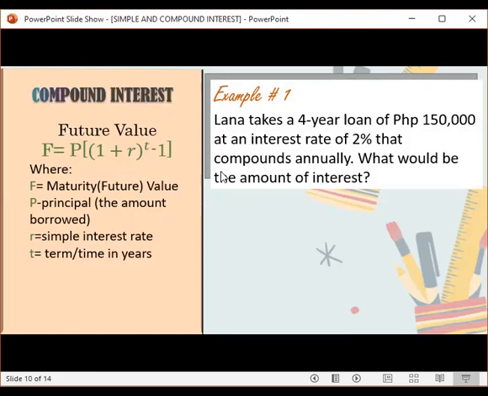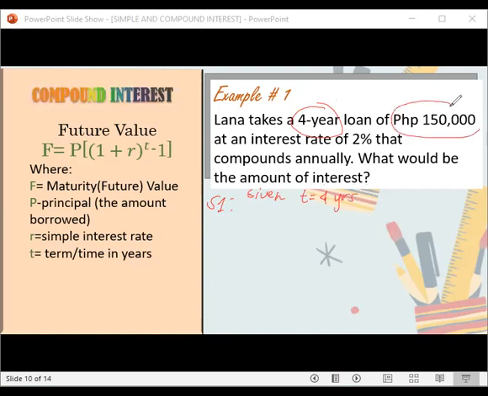So example number 1, Lana takes a 4-year loan of 150,000 pesos at an interest rate of 2% that compounds annually. What will be the amount of interest? So first, step number 1, identify the given. So ano yung mga given na meron tayo? Una is the 4-year or yung time. 4 years.